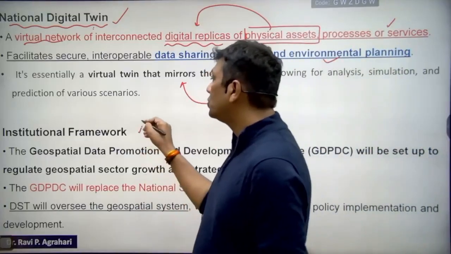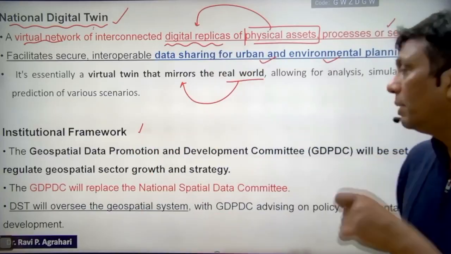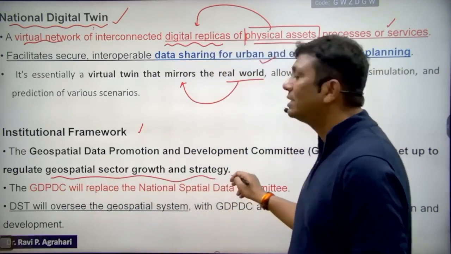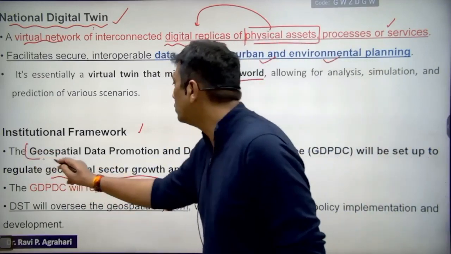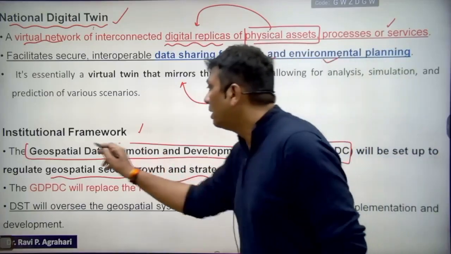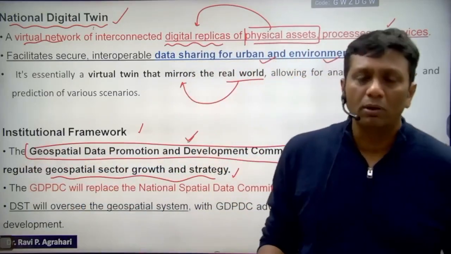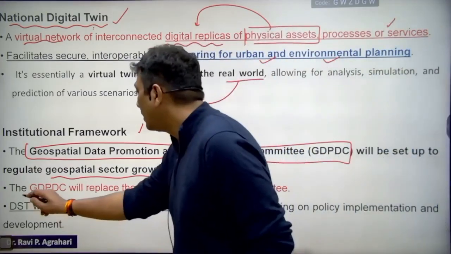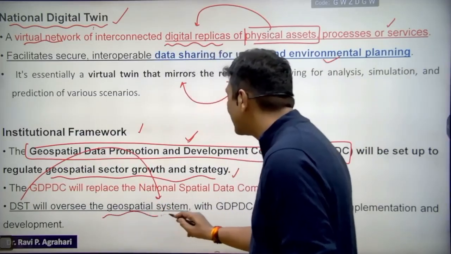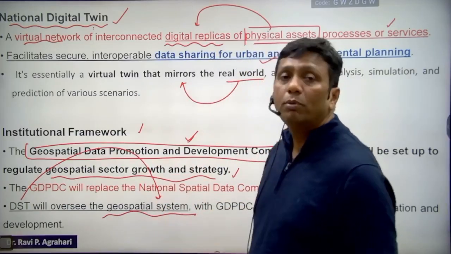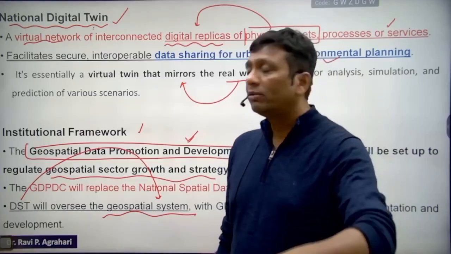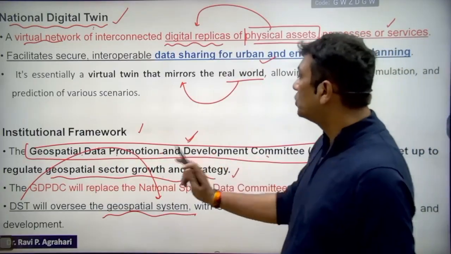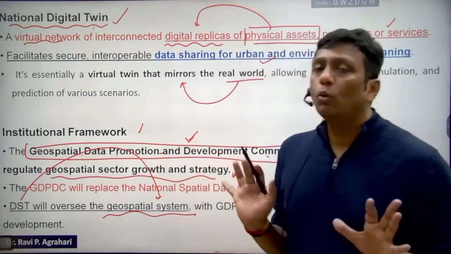Now, what about the institutional framework? Actually, one committee is working for that purpose, especially for geospatial sector growth and strategy. This committee is called the Geospatial Data Promotion and Development Committee. This committee is responsible for managing the entire thing. Everything is working under DST, the Department of Science and Technology, which is watching the geospatial system very well. But which committee is responsible for every geospatial database measurement? The committee name is the Geospatial Data Promotion and Development Committee. It was set up to regulate geospatial sector growth and strategy. So this is the overall picture.